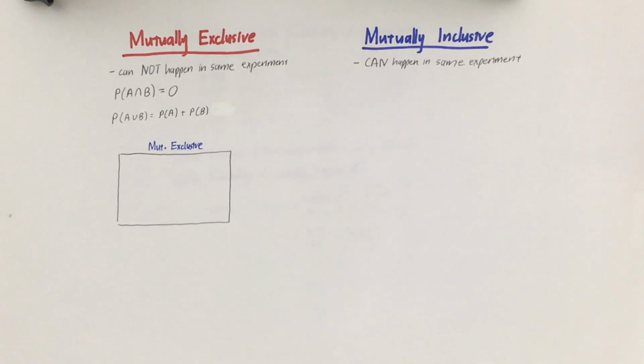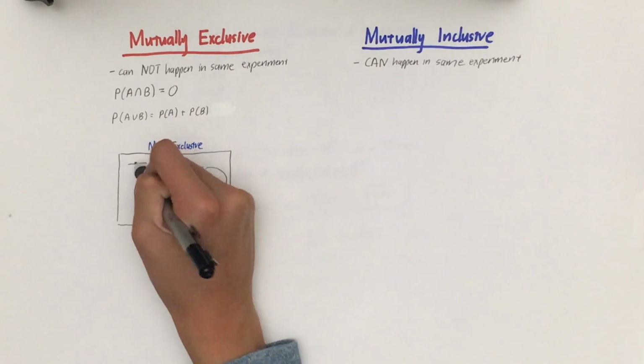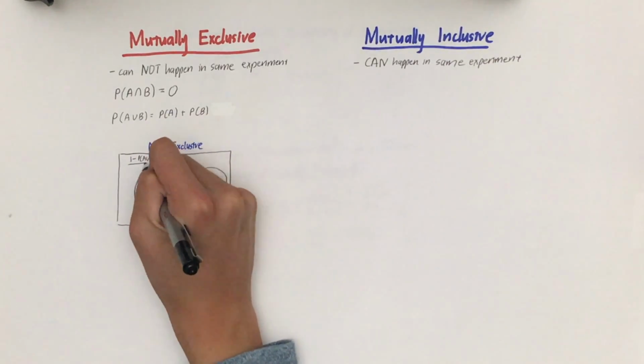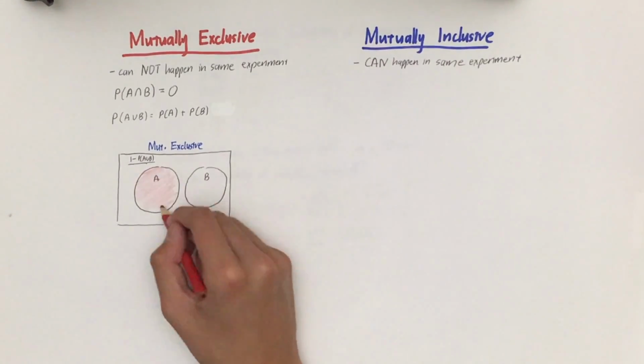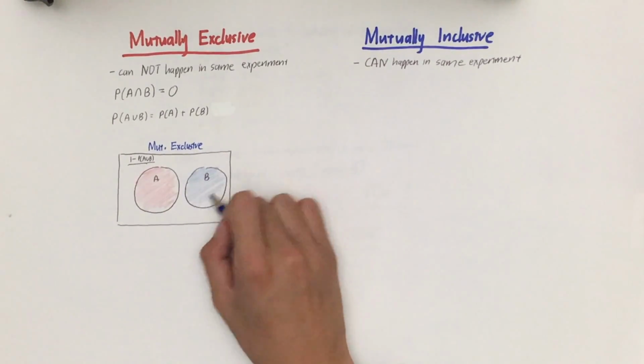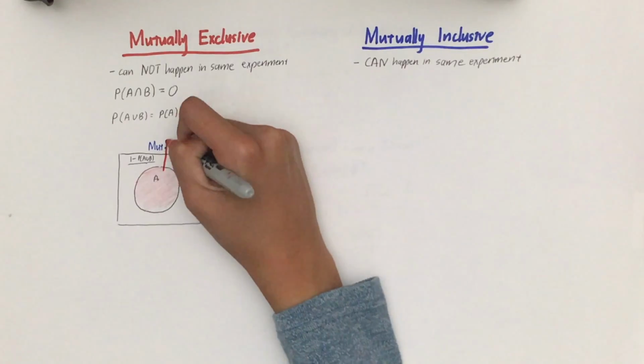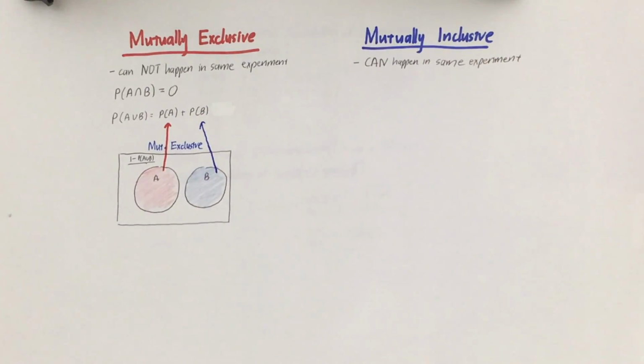So for mutually exclusive events, you're going to have two circles that do not intersect since they can't both happen. You're going to have your probability of neither of the events happening, and the probability of only A happening, and the probability of only B happening. So probability of A or B would be the probability of A happening or the probability of B happening, or both. And since they can't both happen, you just add the two probabilities together.